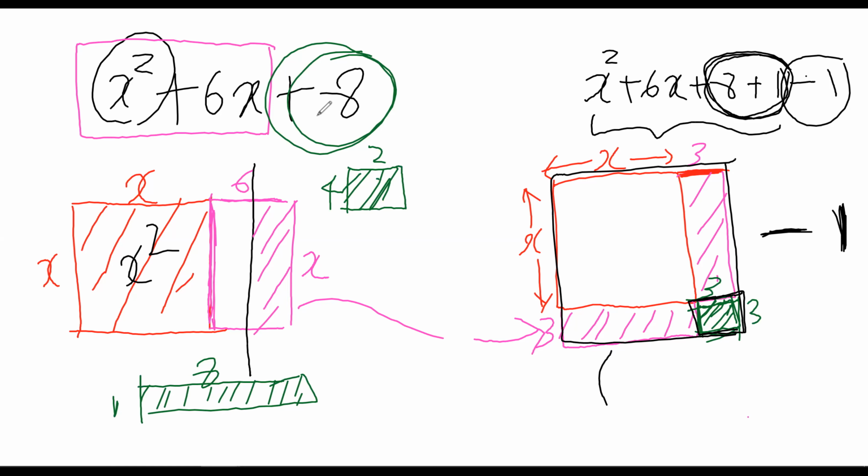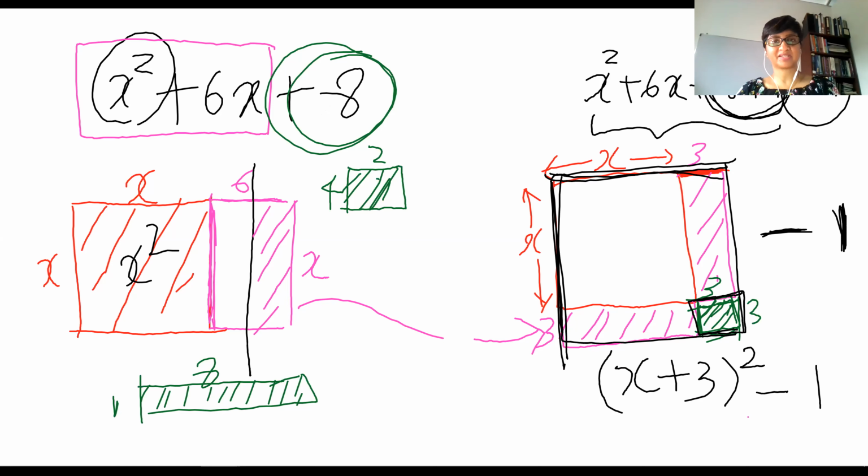And what's the area of that? What's the side length of that? x plus 3. x plus 3 times x plus 3. The two sides are x plus 3, so that is x plus 3 squared. And I will have that minus 1. That got stuck there as part of what I did, because I had to add 1 and minus 1.